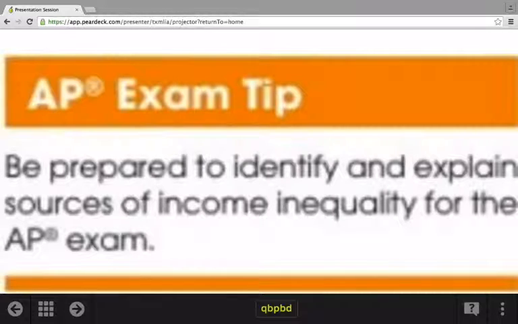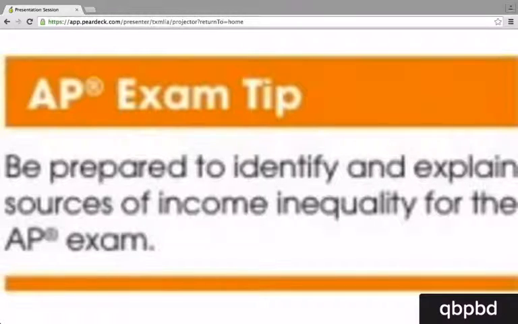Now, for the AP exam, you need to be prepared to identify and explain the sources of income inequality. And one of the issues that is playing a big role in this year's 2016 presidential election is the issue of rising income inequality in the United States. So this being an important issue, you may get some questions on it on the AP exam, and you need to be able to identify what the sources of income inequality are and why they arise.